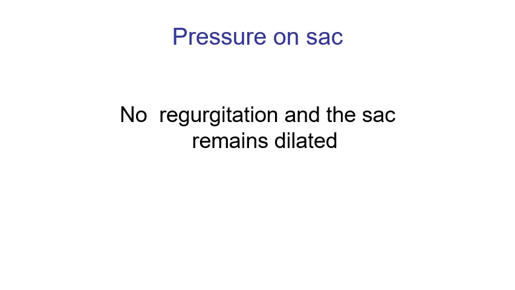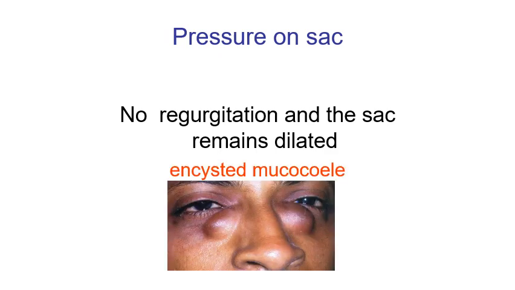If there is no regurgitation and the sac remains dilated, we have just covered this. When you are giving pressure on the sac, there is no regurgitation, but the sac remains dilated. What could it be? It could be an encysted mucocele. In this picture, the patient has bilateral encysted mucocele.